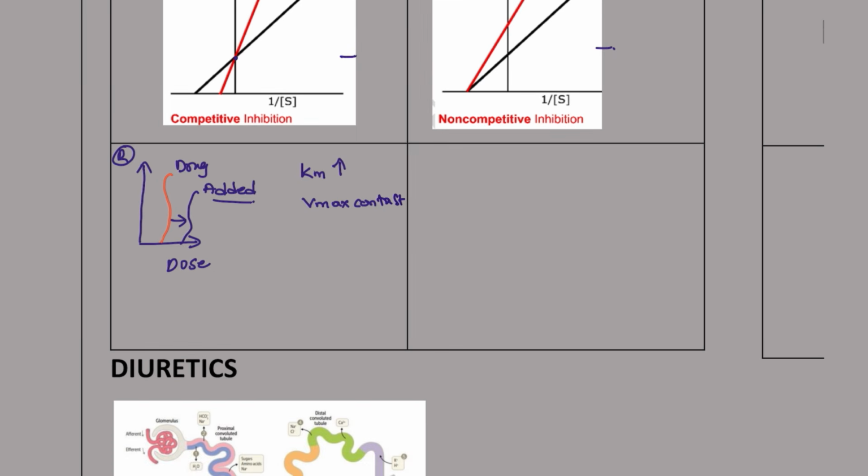Next, what are the examples of these drugs? Methotrexate is one example, and also statins. These are the examples. And OP poisoning is an irreversible type of competitive inhibition.